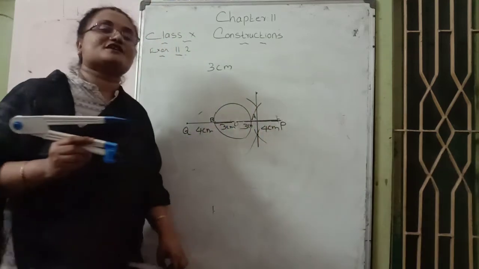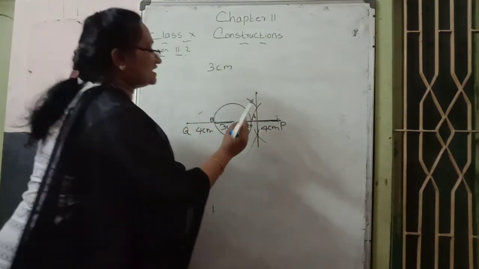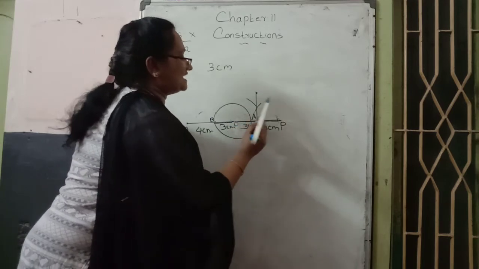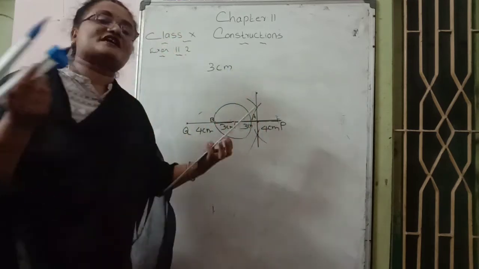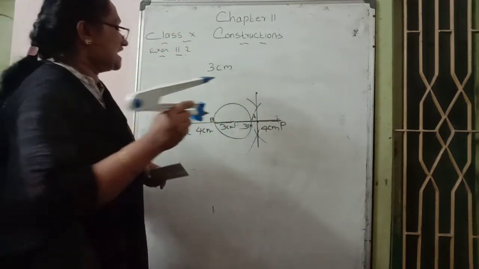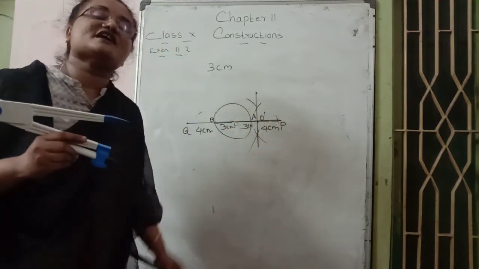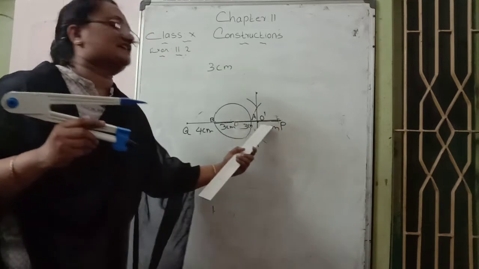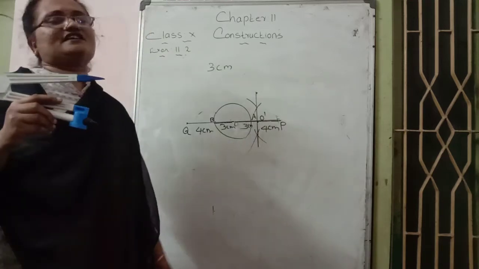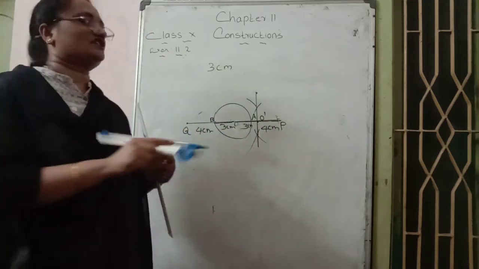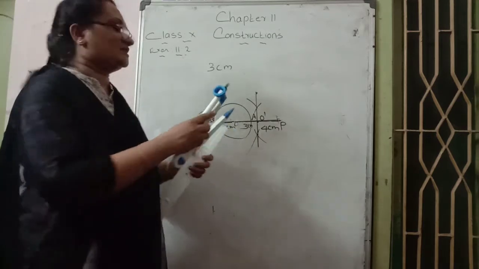This is the perpendicular bisector. The point where the perpendicular touches our OP line, you can give any alphabet. I mark it as O dash. O is already there, so for knowing, I mark it O dash. You can give any alphabet, that is also your choice. Don't bother about the alphabets.